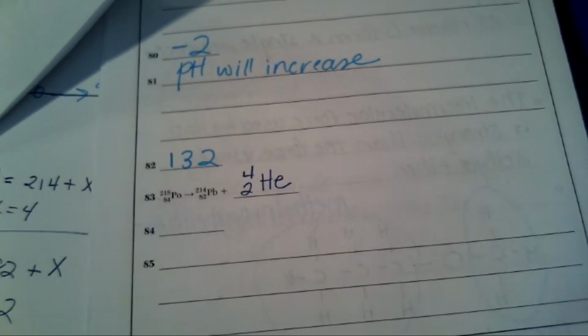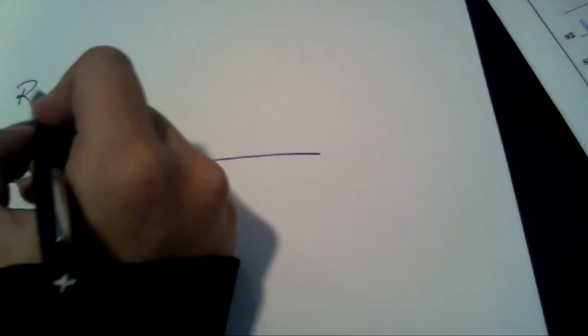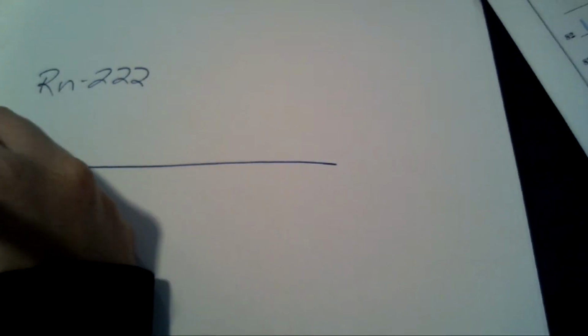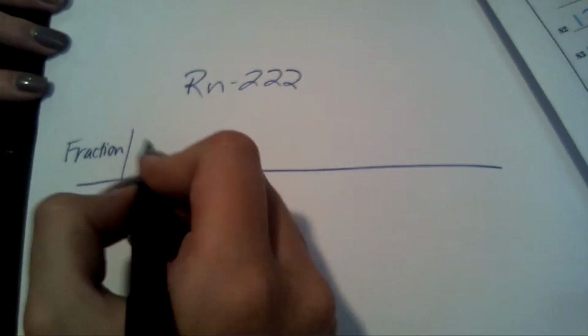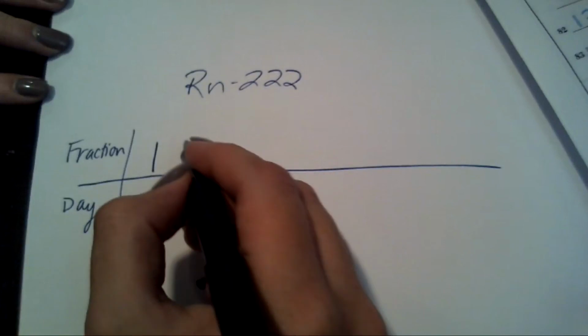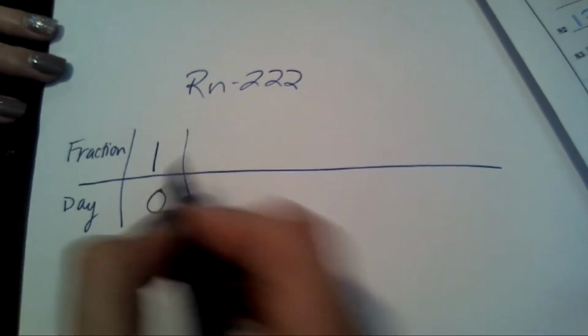Okay, so to do this, we are going to say, I always just set these up in a chart, and every single time it's a little bit different. So we're working with radon-222. And this is going to be the fraction and the number of days. So I have 100% or 1/1 of my fraction on day 0.